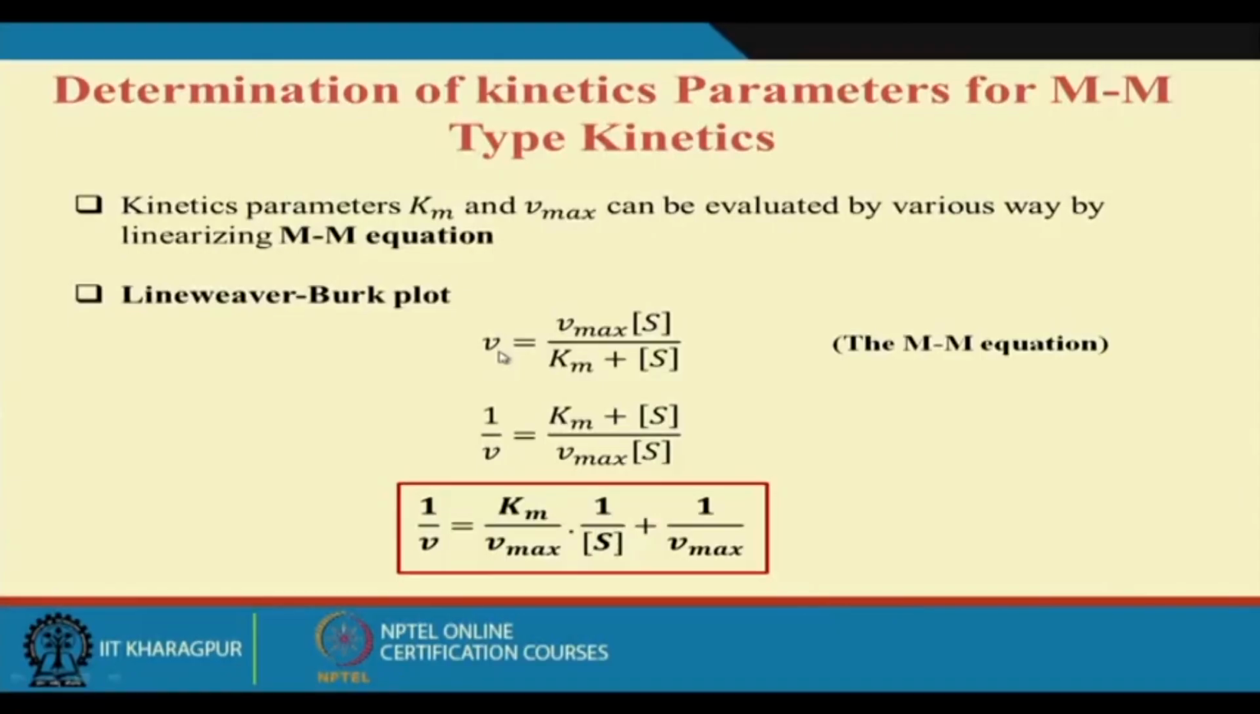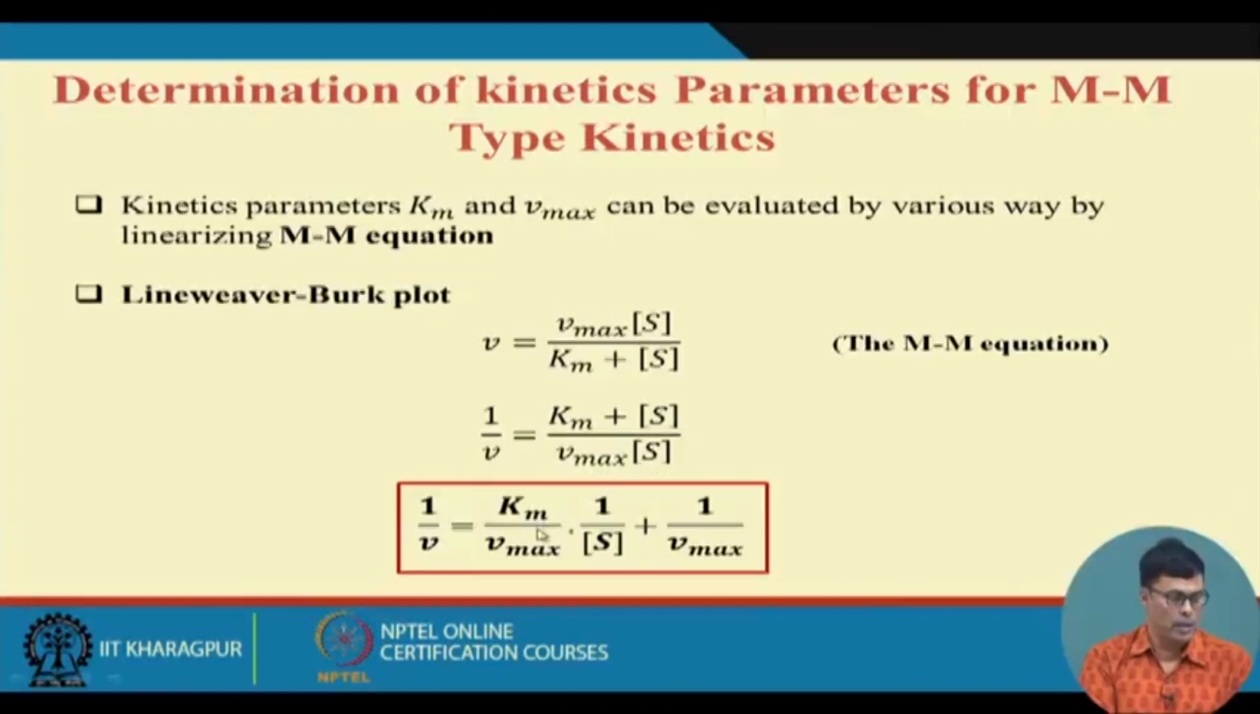The Lineweaver-Burk plot is nothing but the inverse relationship. You see that V equal to Vmax S divided by Km plus S, and if you take the inverse, 1 by V, what we get is Km plus S divided by Vmax S. So 1 by V equals Km by Vmax times 1 by S plus 1 by Vmax.